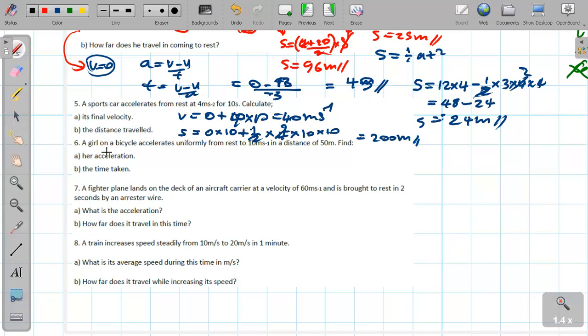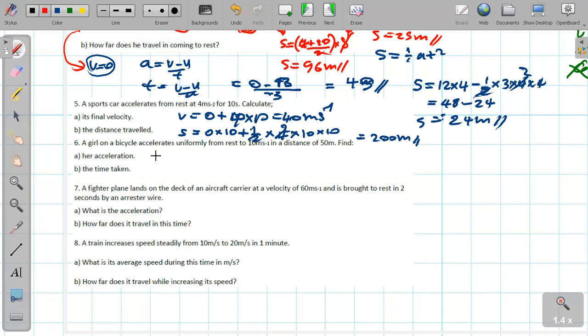Now the next one: a girl on a bicycle accelerates uniformly from rest to 10 meters per second in a distance of 50 meters. Find her acceleration. From rest, so 50 equals, u is 0, so half into acceleration, I don't know. Wait, no, time is not given, so we can't apply this.